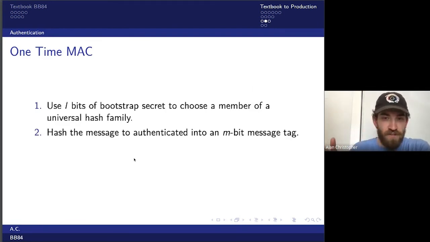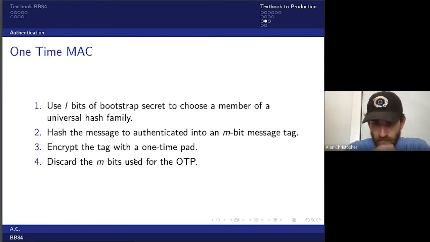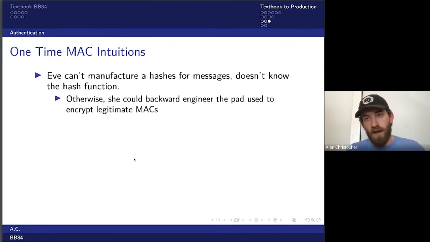And we're going to hash that message down into an M-bit message tag, which we will encrypt with a one-time pad. Those bits from the one-time pad, of course, we have to discard. And we send that over to Bob. When Bob wants to verify the message, he decrypts the tag with some bits from his one-time pad, the same corresponding bits to the ones that Alice used, of course. And then he computes the same hash function. If the tags match up, great, we're good.